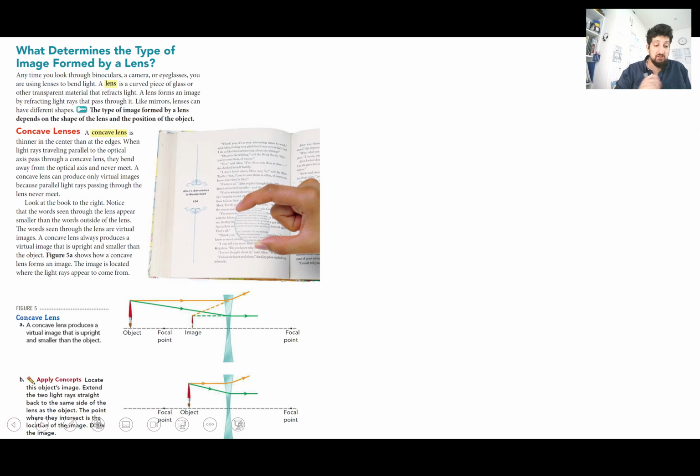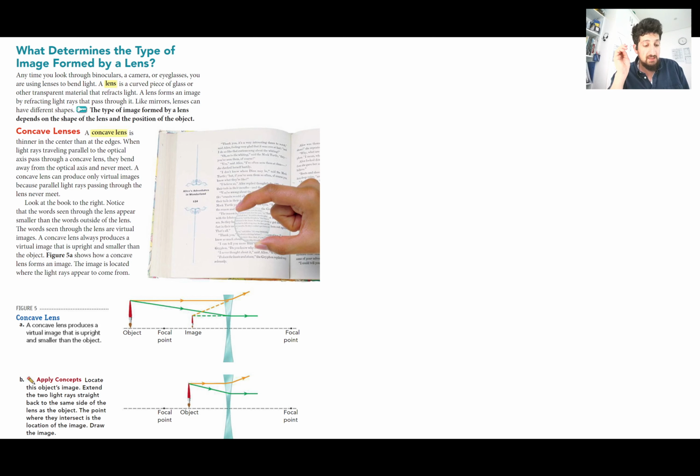Moving on, what determines the type of image formed by a lens? Very interesting. The type of image formed by a lens depends on the shape of the lens and the position of the object. So two things, the shape of the lens and the position of the object. And I'm sure you've all had the chance to play with these magnifying lenses. We've got them in the lab, but if you haven't, please talk to me. I will give you one to play with.